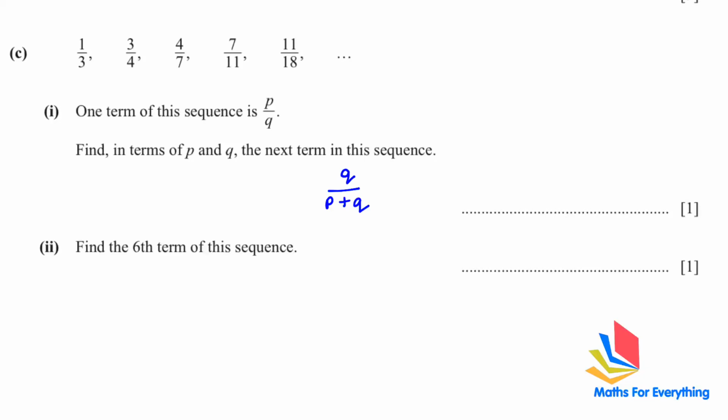Find the sixth term of this sequence. We have already been given the 1, 2, 3, 4, 5 terms of the sequence. We need to find the 6th term. So it will be 18, and 11 plus 18, 29. The answer is 18 over 29.